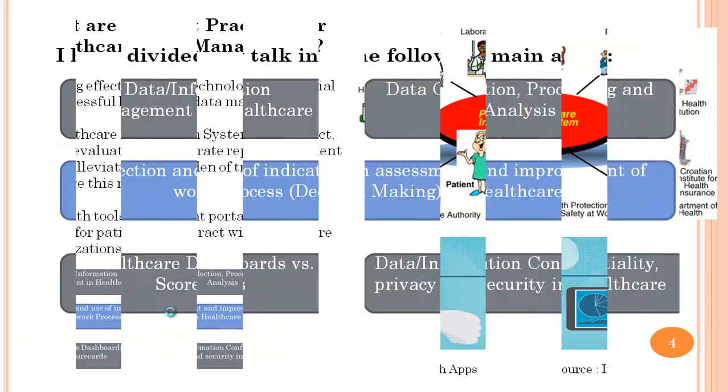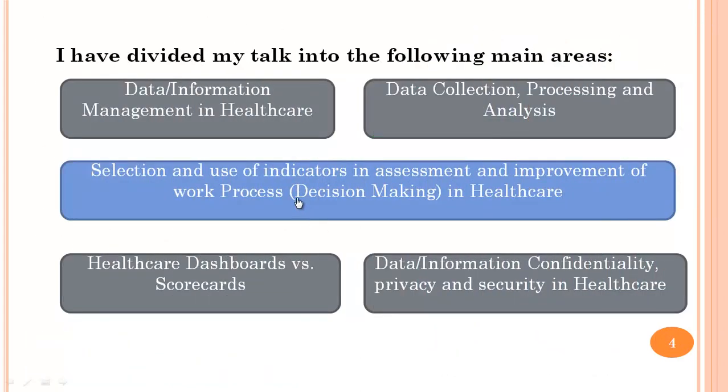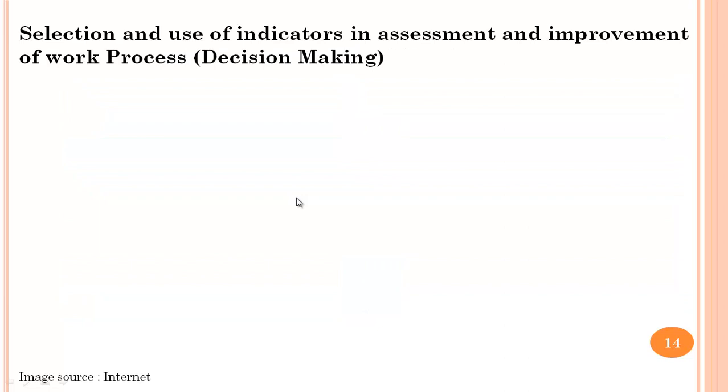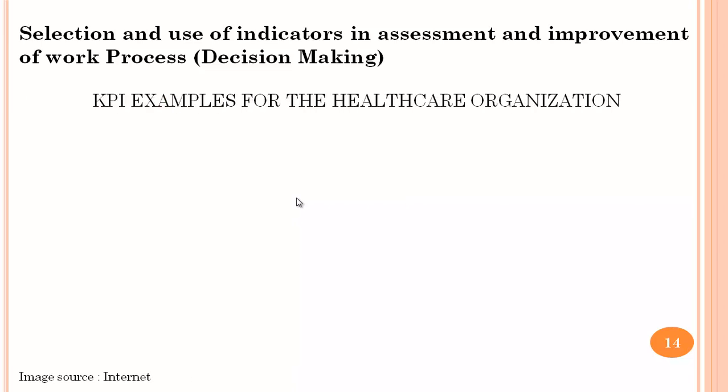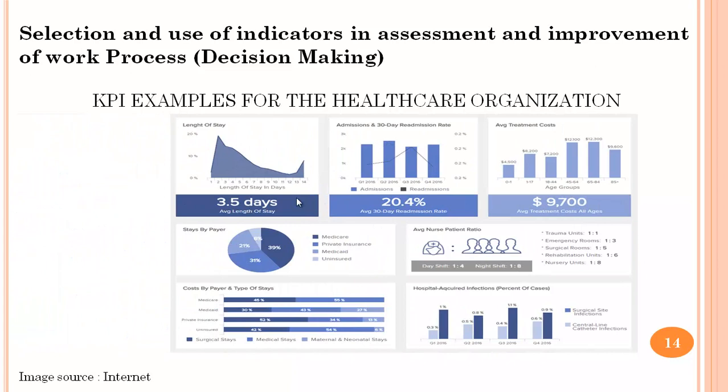Now we'll move to our third topic, selection and use of indicators in assessment and improvement of work process in healthcare, also known as decision making. KPI examples for the healthcare organization. Okay, these examples reflect KPIs used in healthcare organizations like average length of stay, average 30-day readmission rates, average treatment cost, all ages. Okay.